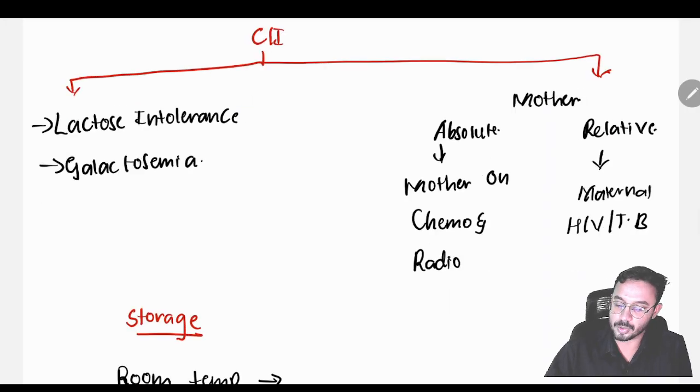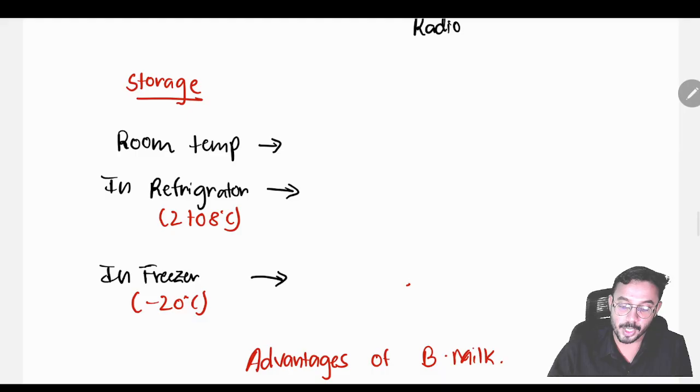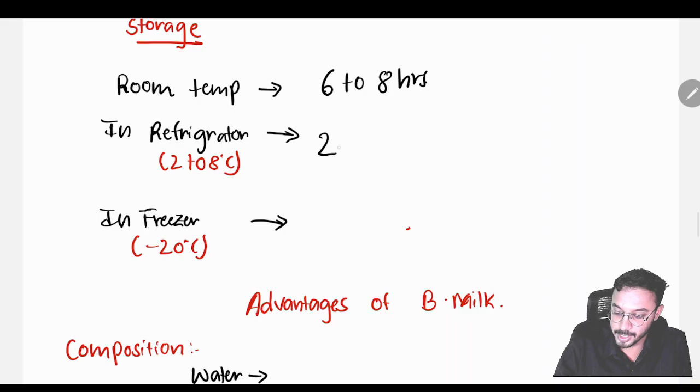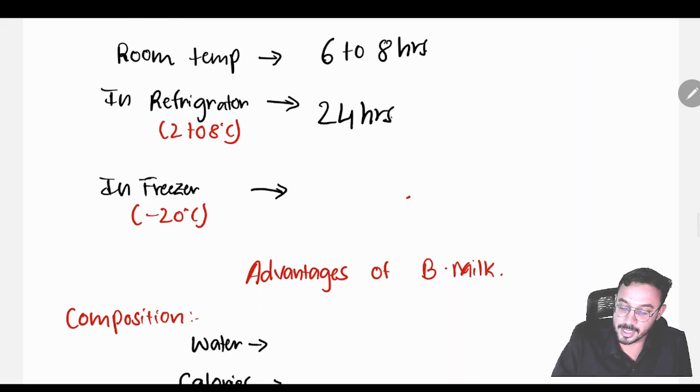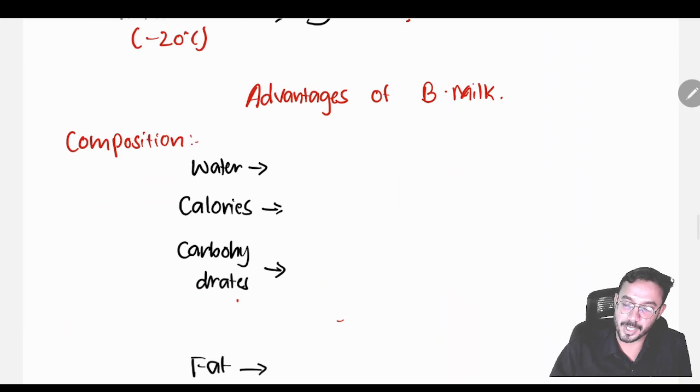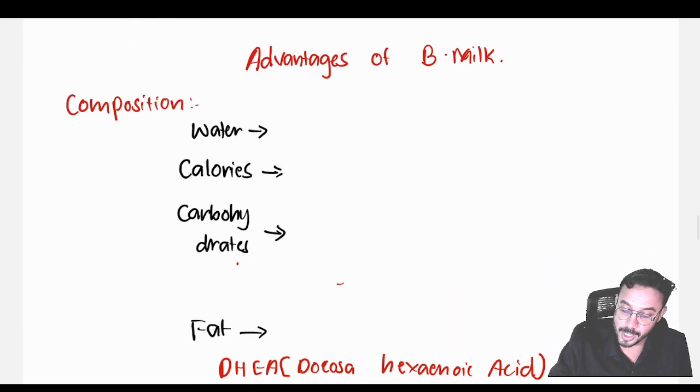Storage of breast milk is very important. If you keep the breast milk at room temperature, you can keep it for 6 to 8 hours. In the refrigerator, up to 24 hours. In the freezer, 3 months. This is about storage. And composition: breast milk is highly composed of water, that is 88%.